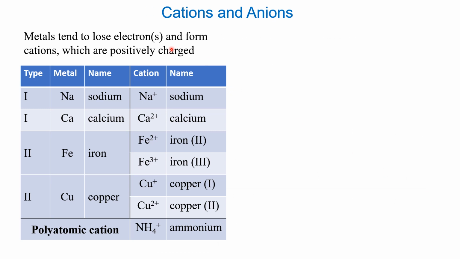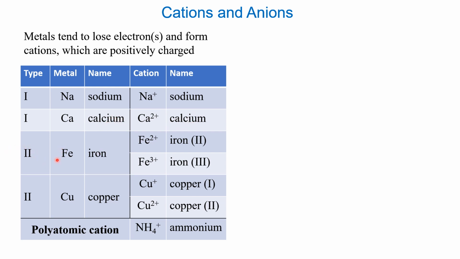Now, let's talk more about the cations and anions in ionic compounds. Metals, such as sodium or calcium, can only form one type of cation. They are so-called type 1 metals. And the name of those cations will be the same as the element's name. For example, sodium will always form 1 plus. So the name is just sodium. Calcium always forms a 2 plus cation, and the name is the same as the element's name, calcium.